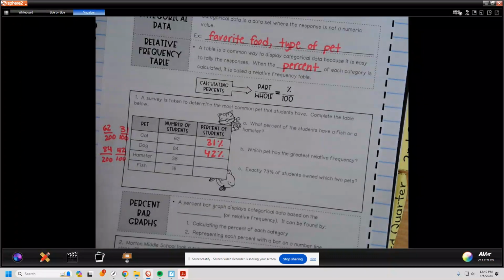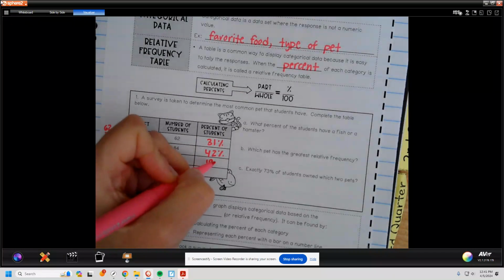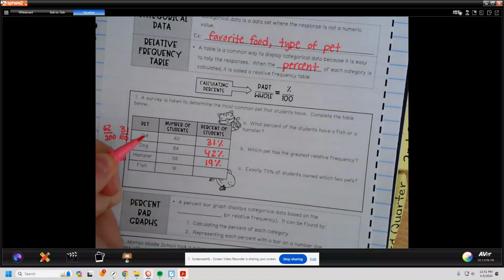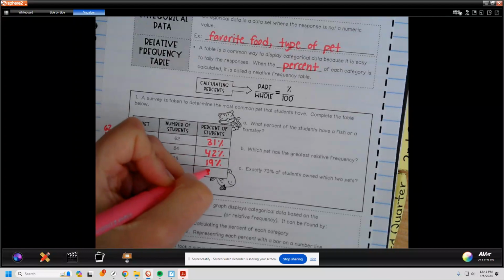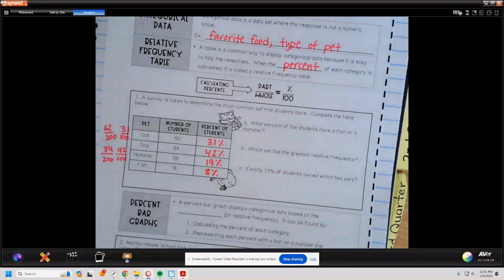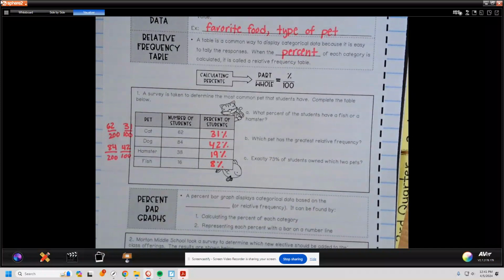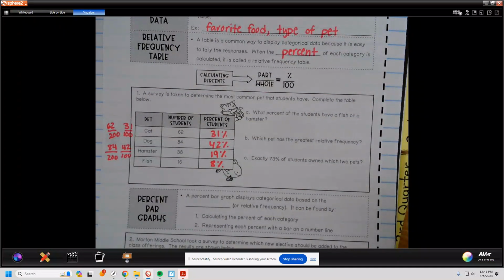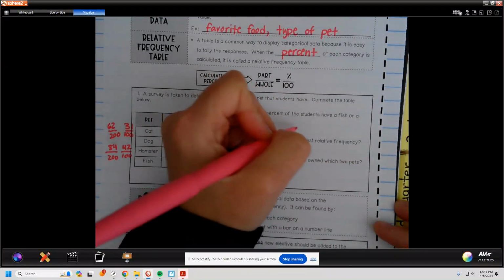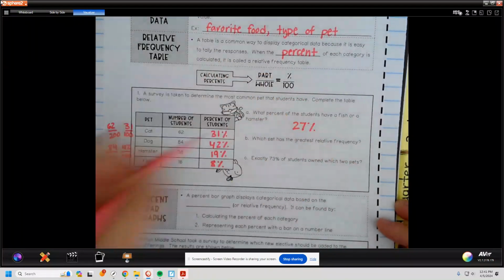38 cut in half. What would that be? 19%. And then the 16 cut in half would be 8%. All right, so now back to question A. What percent of students have a fish or a hamster? We can just put them together. So 19% plus 8%, that would be 27%.